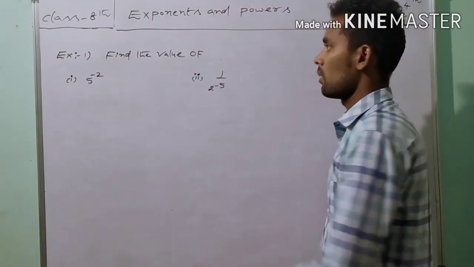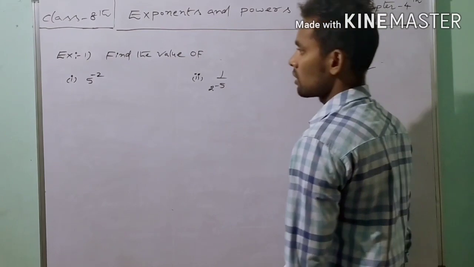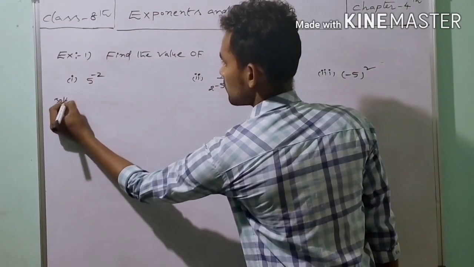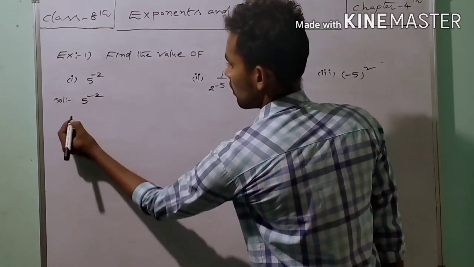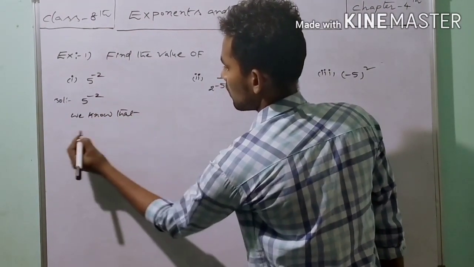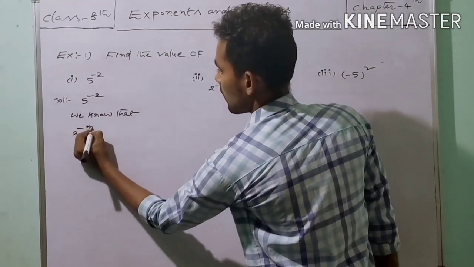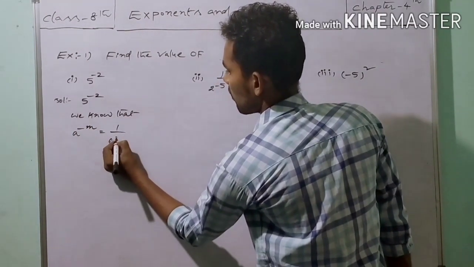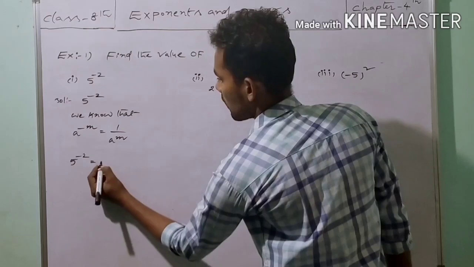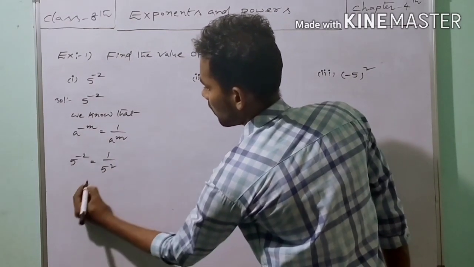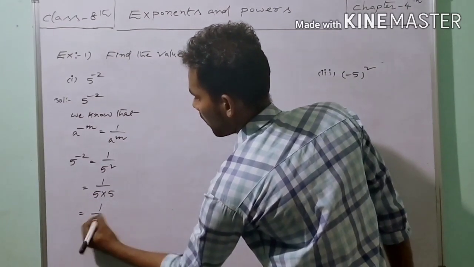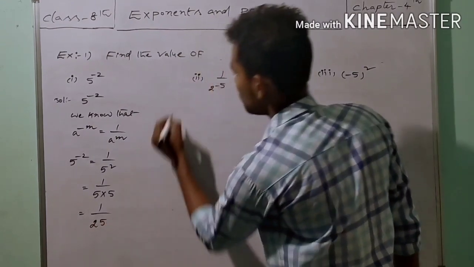Example 1. Find the value of the first question: 5 power of minus 2. Solution: 5 power of minus 2. We know that a power of minus m equals 1 by a power of m. 5 power of minus 2 can be written as 1 by 5 square, equals 1 by 5 into 5, equals 1 by 25.